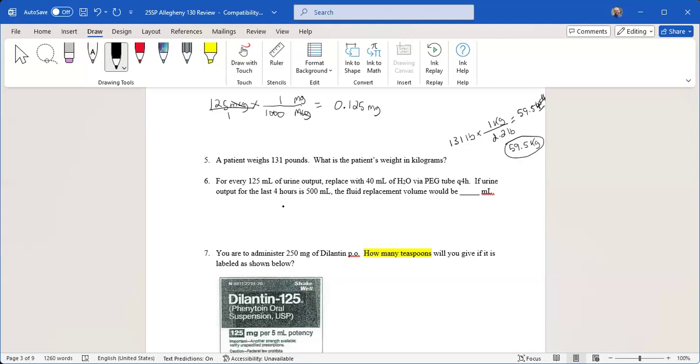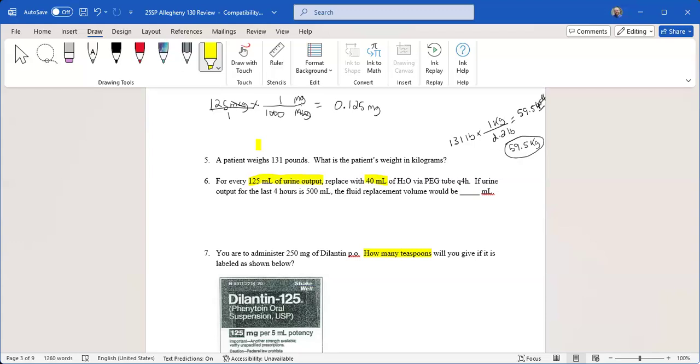And so what we're going to do is look at a couple different things. I'm going to use my highlighter here. So I have 125 milliliters of output, and then we're going to replace with 40 milliliters. So every time the patient goes to the bathroom and voids out 125 milliliters, or that ratio, you're going to replace it with 40 milliliters. To keep it simple, let's say they voided 250 milliliters. If they voided 250 milliliters, you're going to give them 80 milliliters of water. Okay.